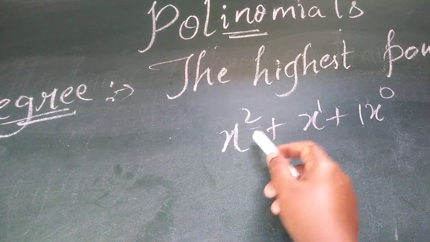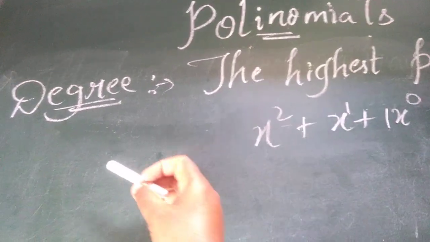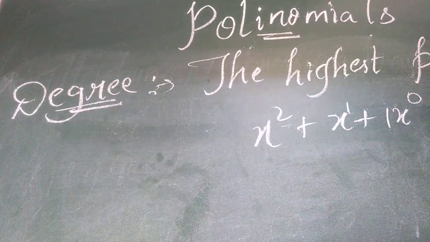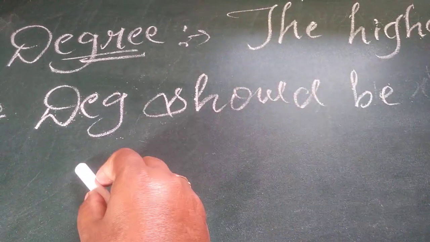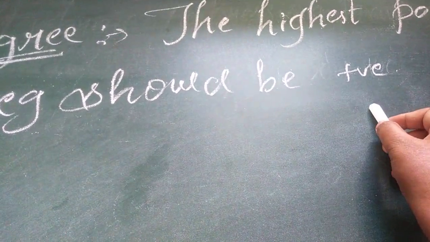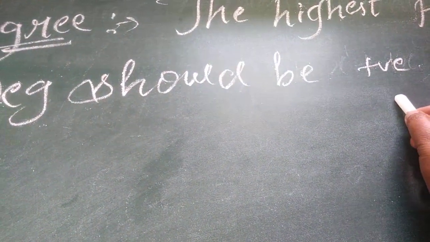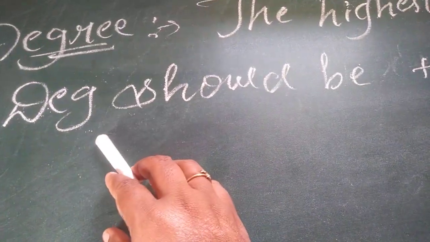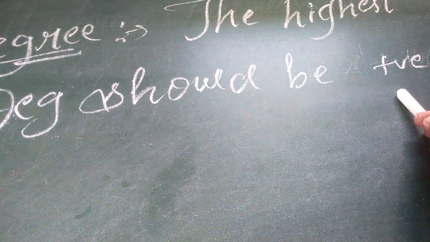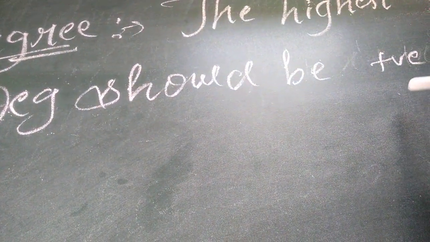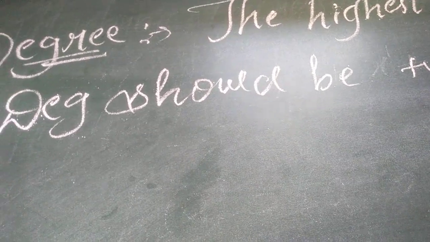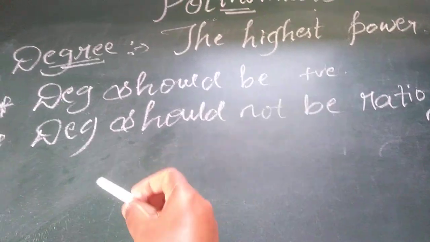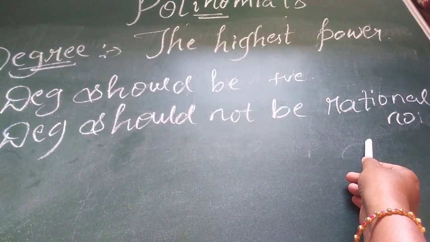There are several rules for the degree. The first rule is the degree should always be positive. Then only we can compare. The degree should always be a positive number. It should not be an integer or a rational number or any other kind of number. It should always be a whole number. Then only it is called a polynomial. Degree should not be a rational number anytime.